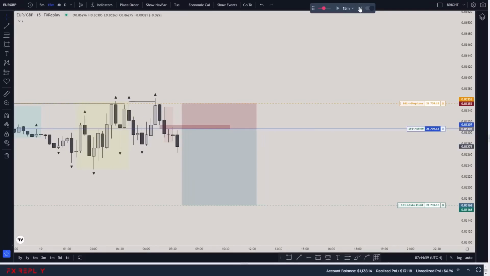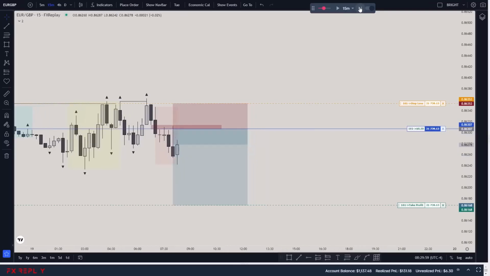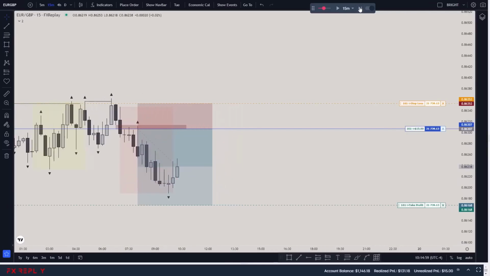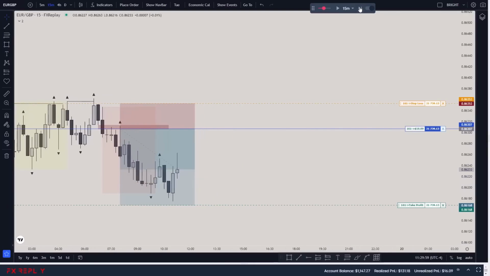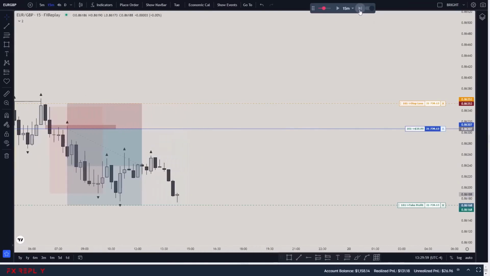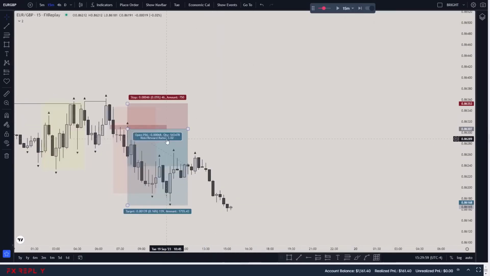Okay, we get filled the next candle, and very nice. Price going lower, very nice. Price taking this liquidity level, nice rejection. Hopefully it goes lower. Okay, we're out of the kill zone, and price goes to the take profit.